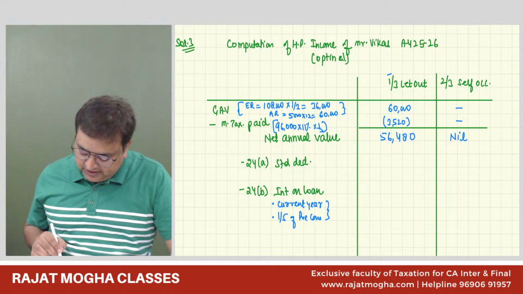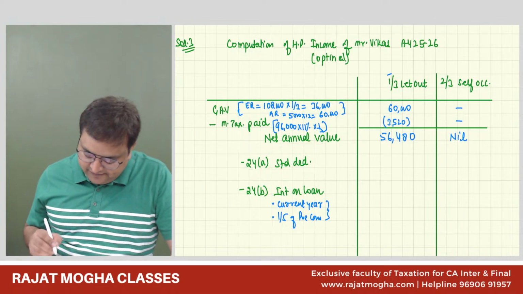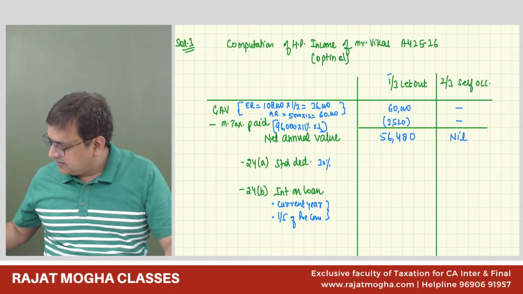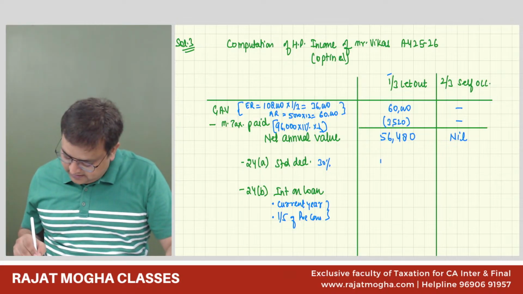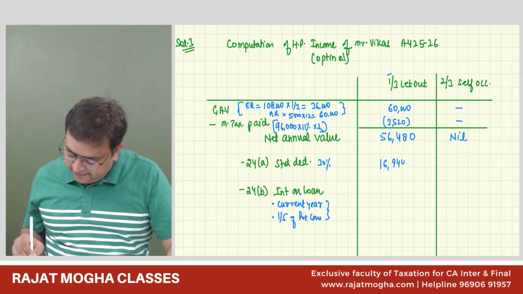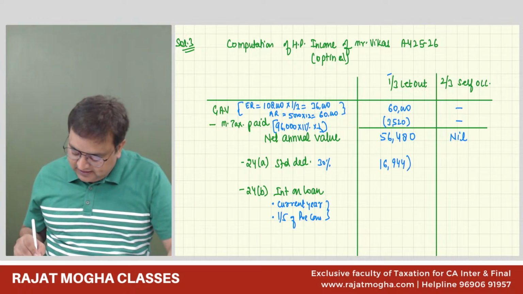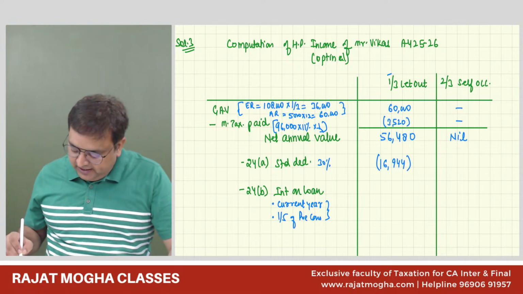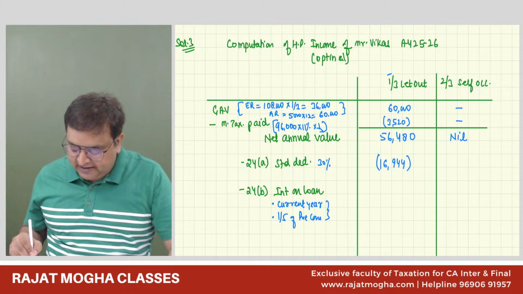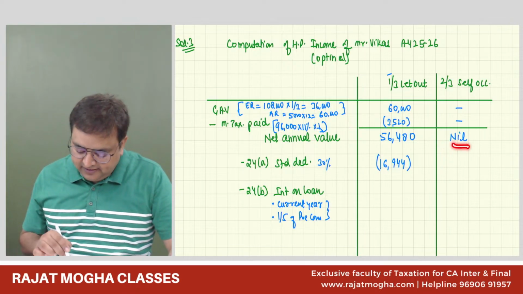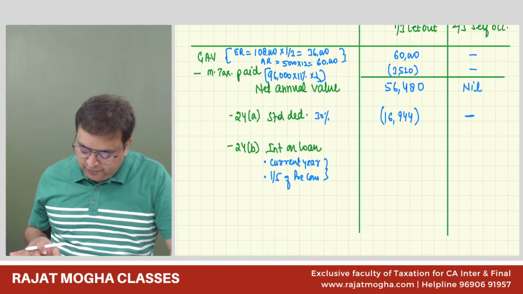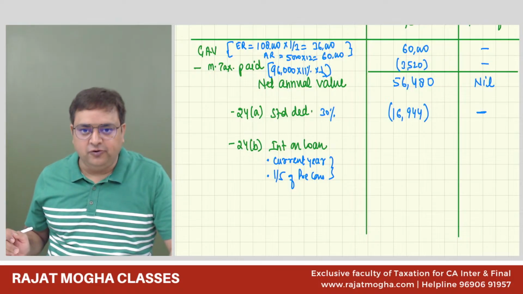And now 30% of NAV, 30% of this amount, 16,944. Very good. So this is the interest, this is the 24A standard deduction. In let out property, we'll get 16,944, but in self-occupied, you understand the NAV is nil, so it would be 0.